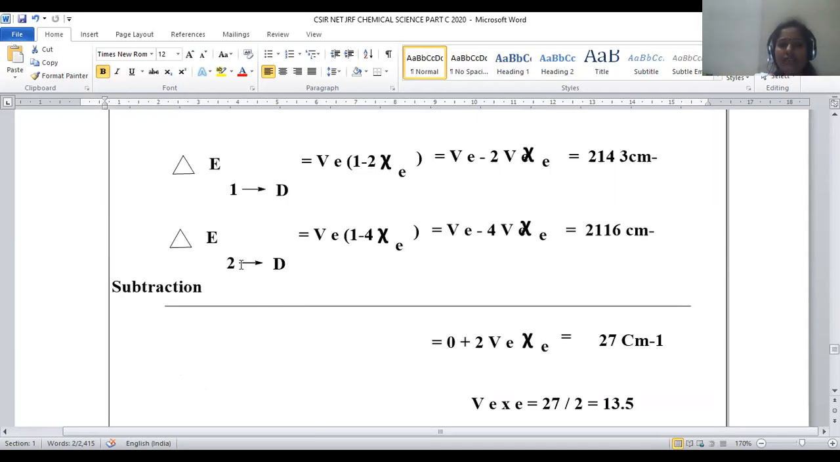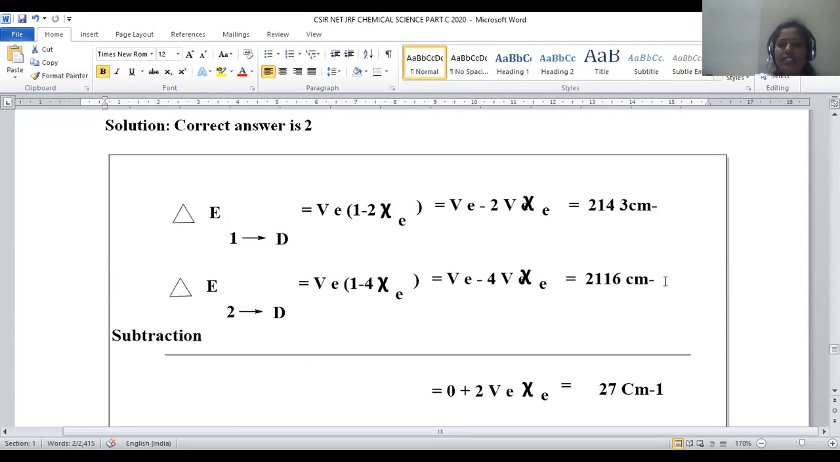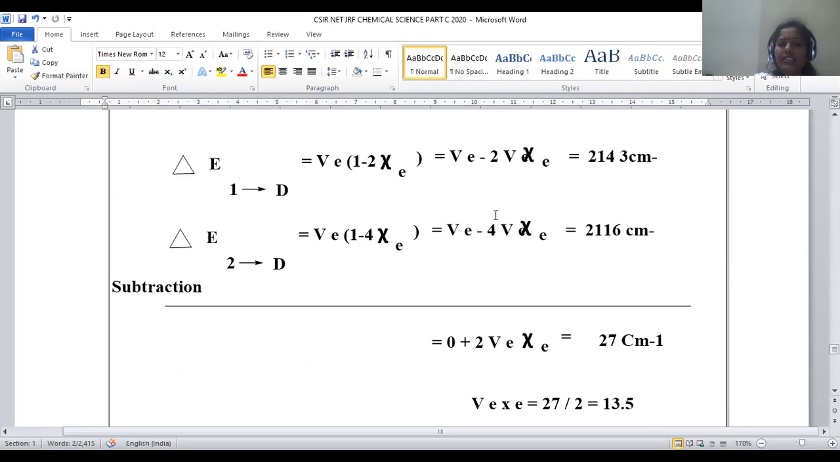When we consider the second level of energy transition, it is taken as VE into 1 minus 4 chi E. When we multiply these, it becomes VE itself, minus 4 VE chi E. 4 VE chi E is equal to, its transition value will be 2116 centimeter inverse. Let us subtract both the values.